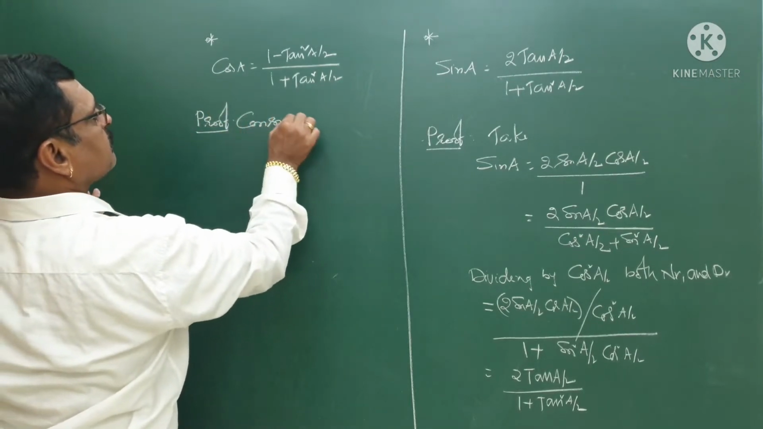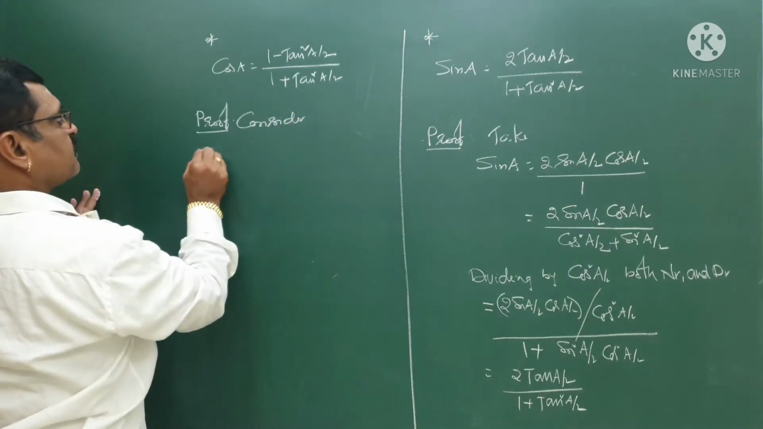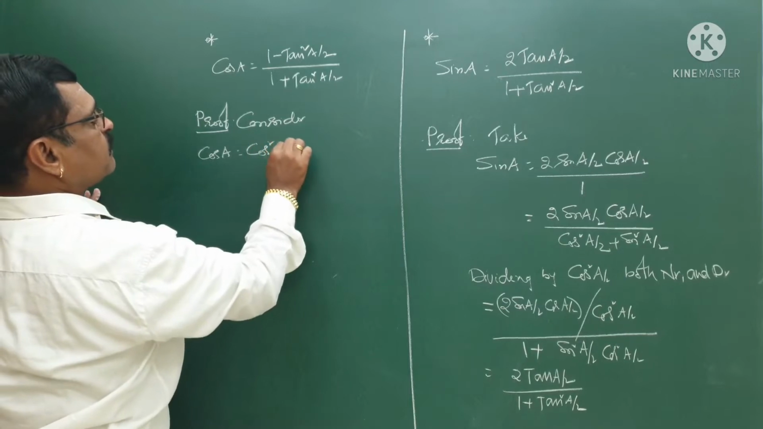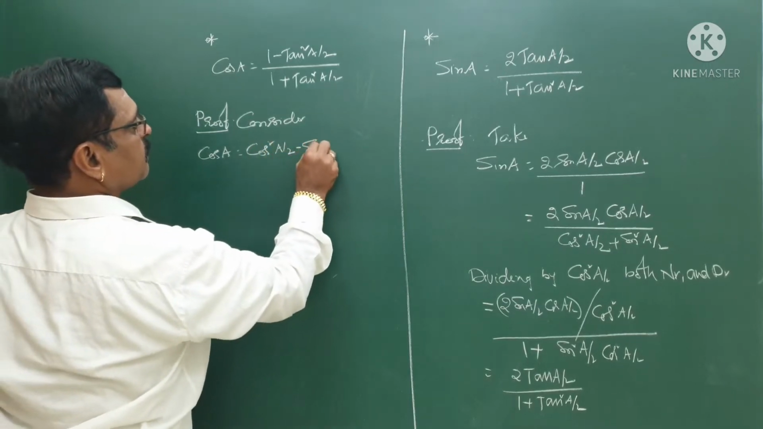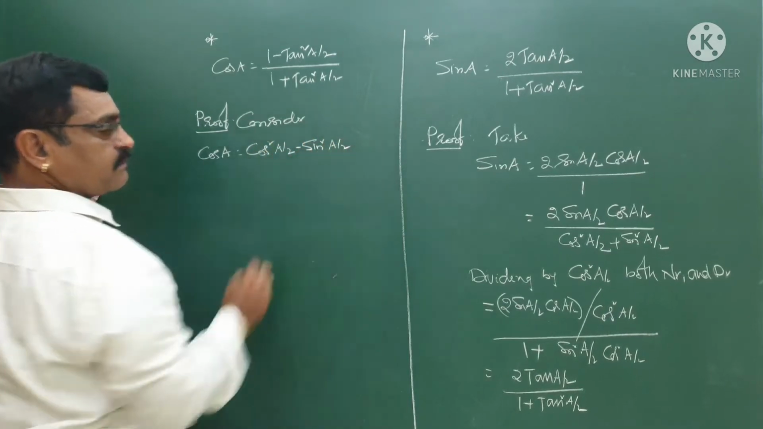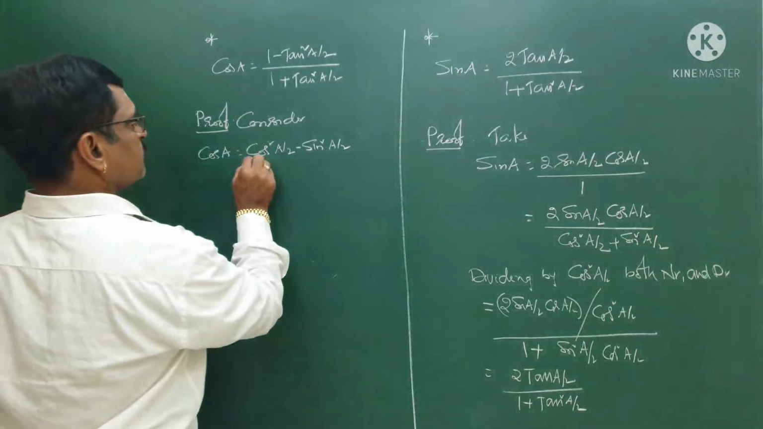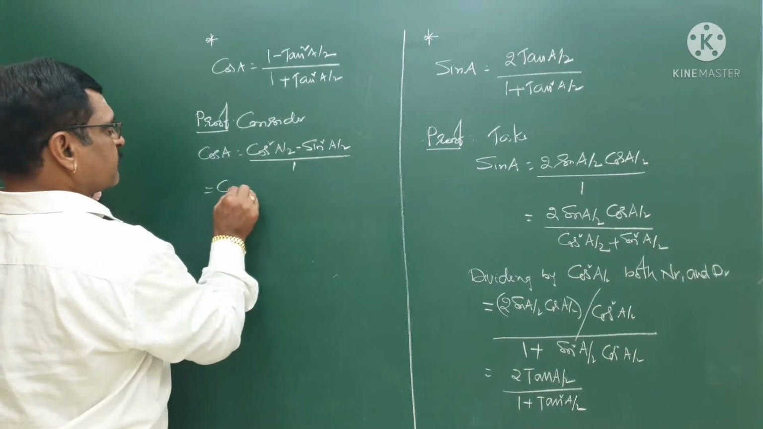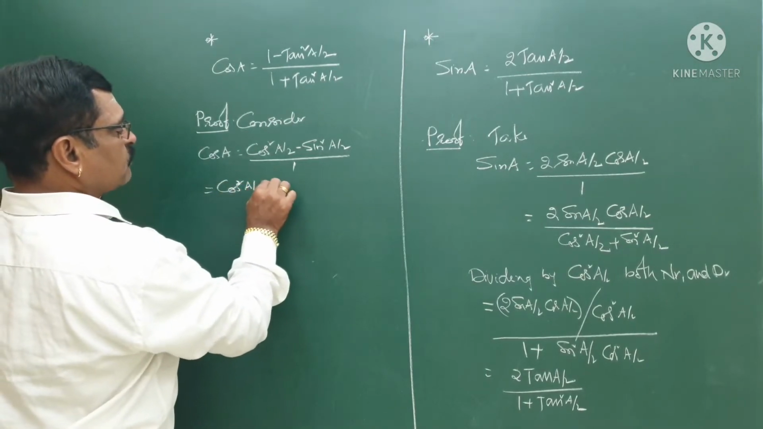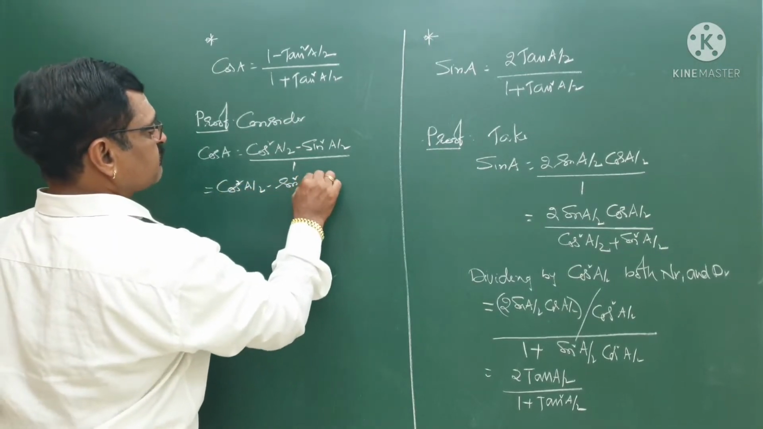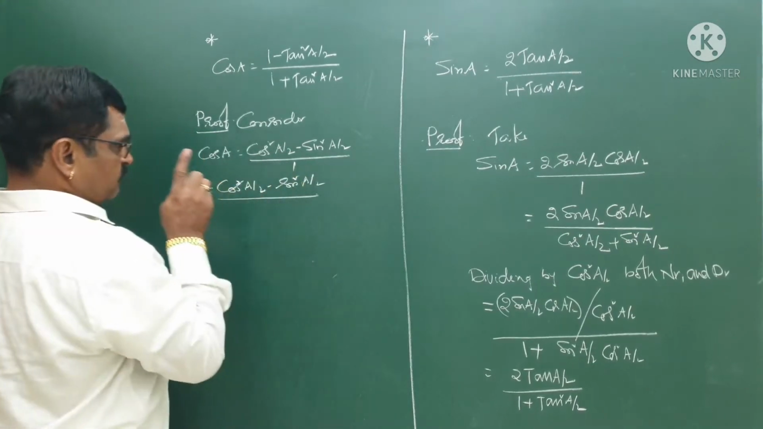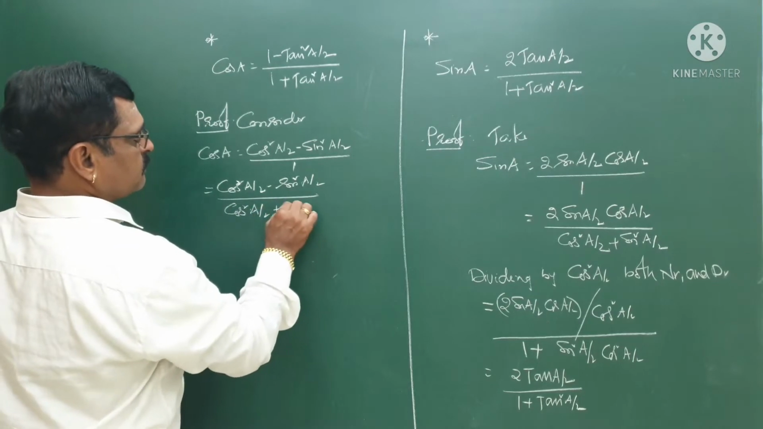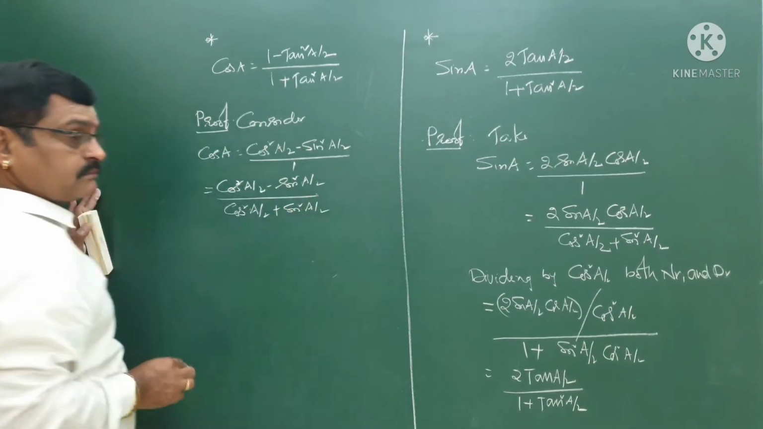Consider cos a is equal to cos square a by 2 minus sin square a by 2. Technique is same. I am going to write by 1, and this can be written as cos square a by 2 minus sin square a by 2 by 1. In the place of 1 I am writing cos square a by 2 plus sin square a by 2.